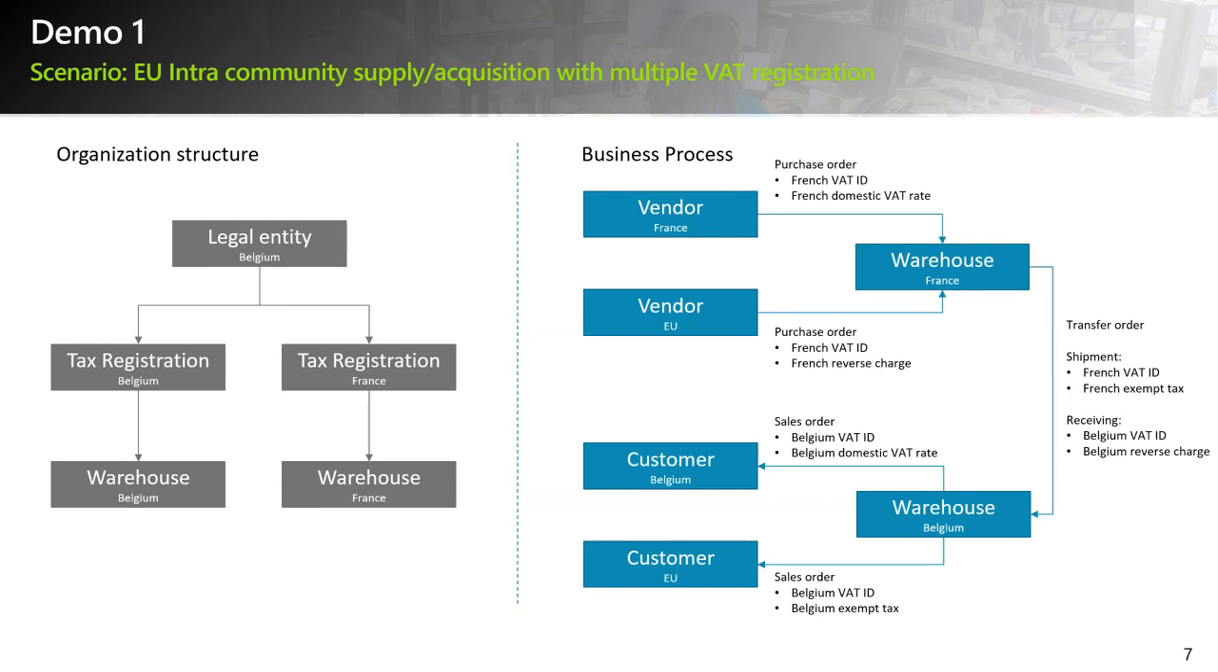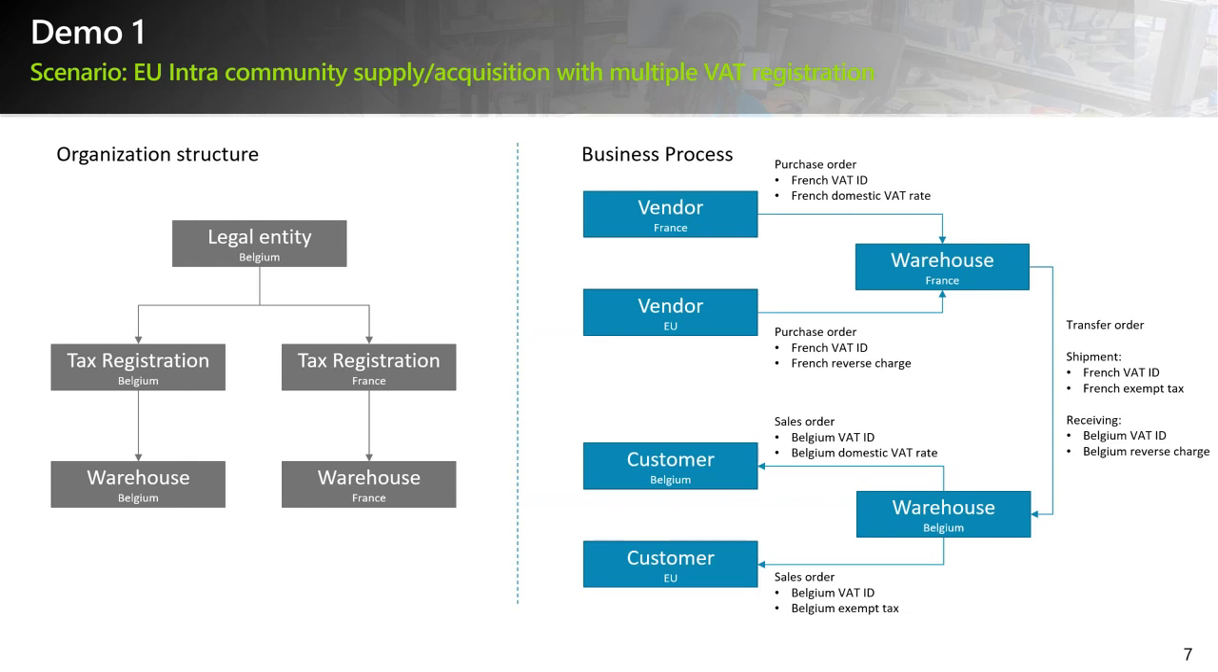So prior to switching to the demo that we recorded in advance, let's look at the details of the scenario of intercommunity supply and acquisition with multiple tax registrations. We have one legal entity located in Belgium, and this legal entity has VAT registrations in Belgium and in France, and it also holds warehouses in both these locations. The background of this business process is that the legal entity purchases goods from a French supplier to their warehouse in France, and from an EU vendor to their warehouse in France.